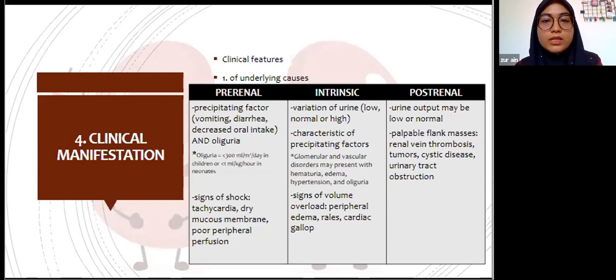So for intrinsic AKI, because there is a variety of diseases from the renal etiology itself, we cannot say the urine volume will be a particular amount. It can be high, it can be low, or it can be normal, but it all depends on the etiology or causes.